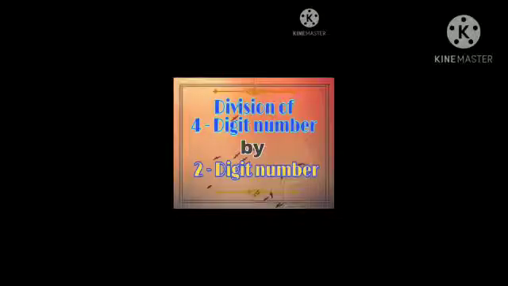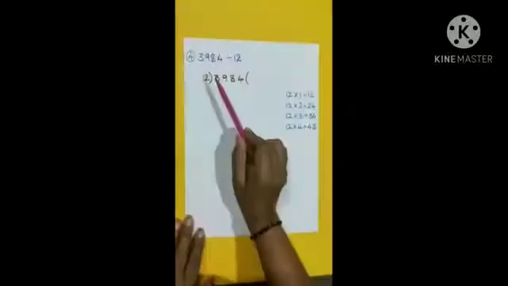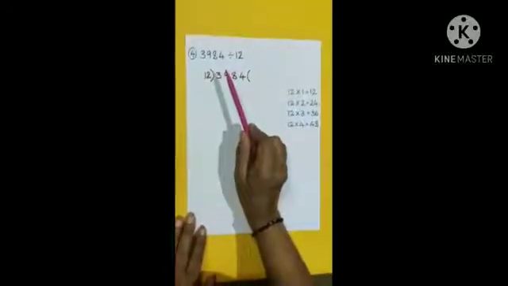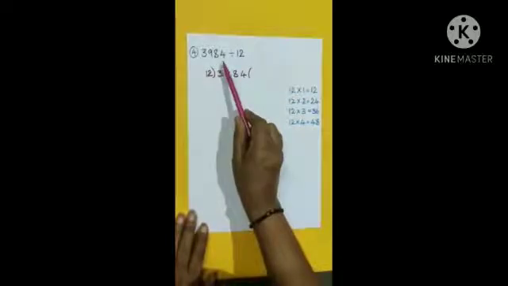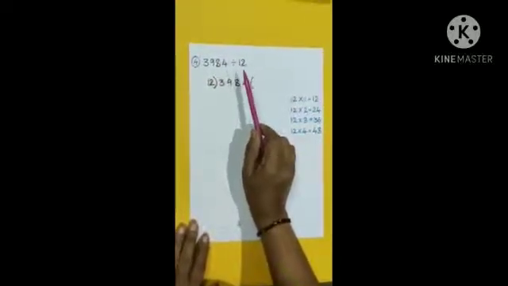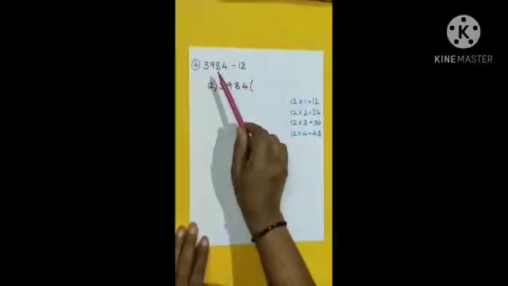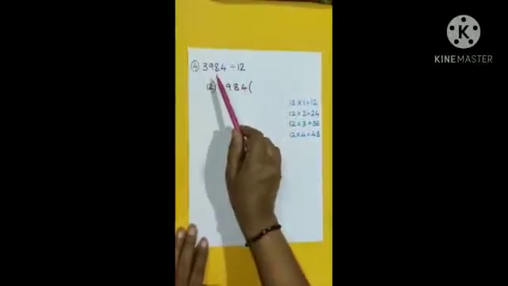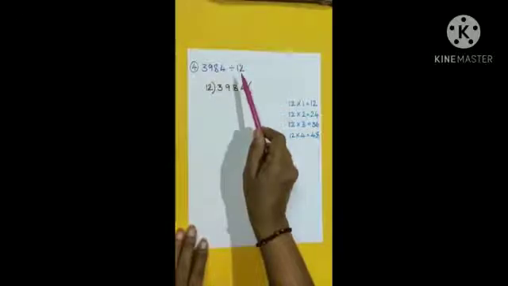Let us learn division of 4-digit number by a 2-digit number. Question number 4. 3984 divided by 12. Here, what is the dividend and what is the divisor, children? Yes, 3984 is the dividend and 12 is the divisor.